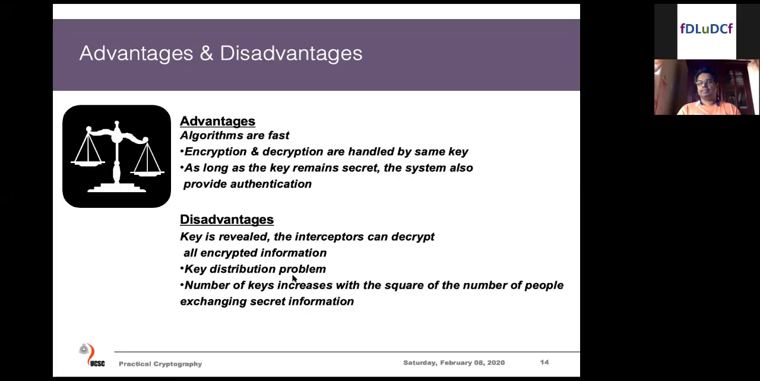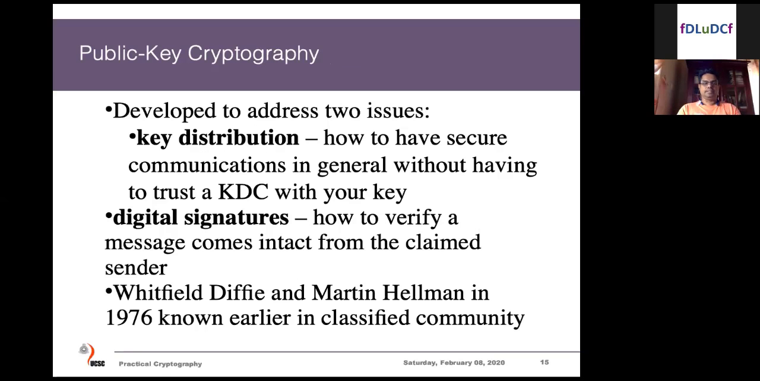If you have n number of nodes in the network, we need n times (n minus 1) divided by 2 symmetric keys to talk to each other in a secure manner. In other words, the number of keys required grows rapidly as nodes increase. So those are the two major disadvantages of symmetric key encryption. These two disadvantages can be overcome using public key cryptography.